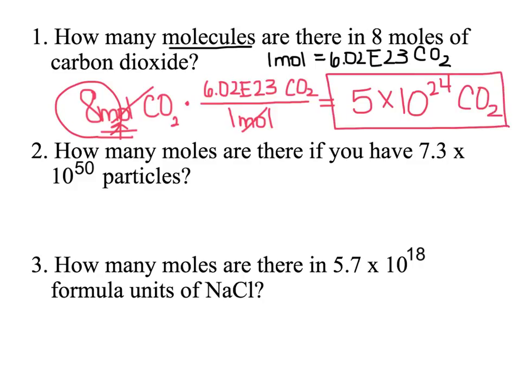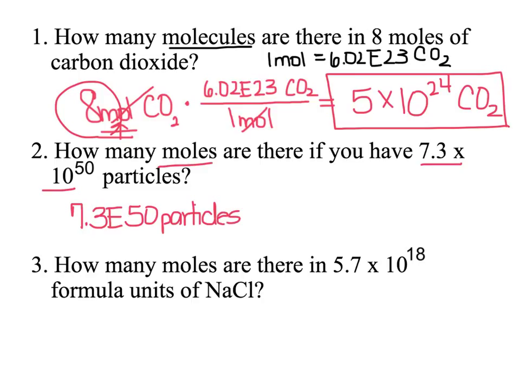Alright, let's look at our next one. How many moles do we have if we have 7.3 times 10 to the 50th particles? Alright, so what were we given to start? 7.3 times 10 to the 50th particles. They don't say what it's particles of.